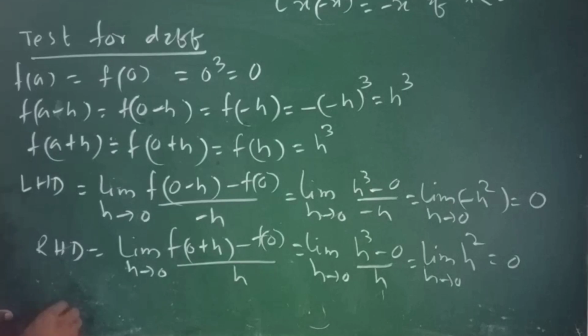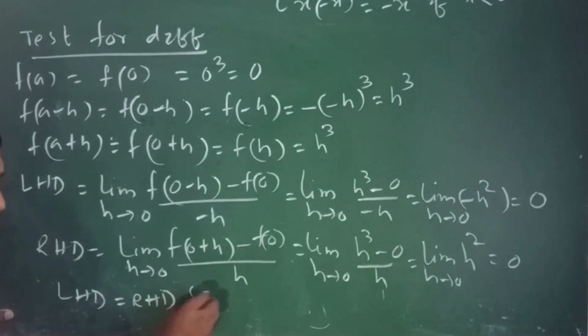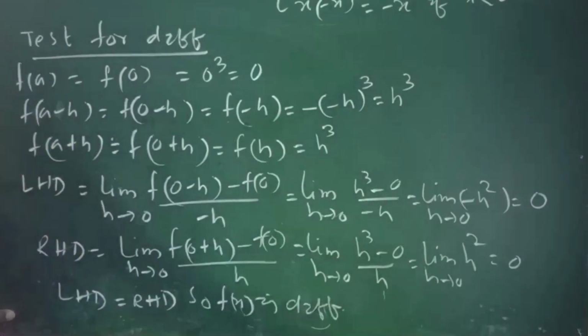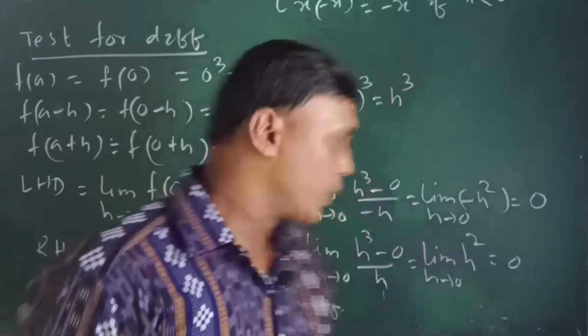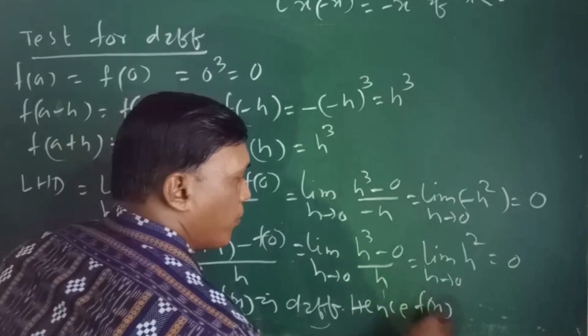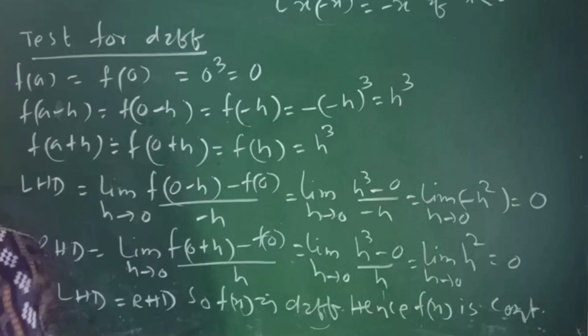Look at here, we find LHD is equal to RHD. So f of x is differentiable, and we know if a function is differentiable then it is continuous, so automatically hence f of x is continuous at x is equal to 0.